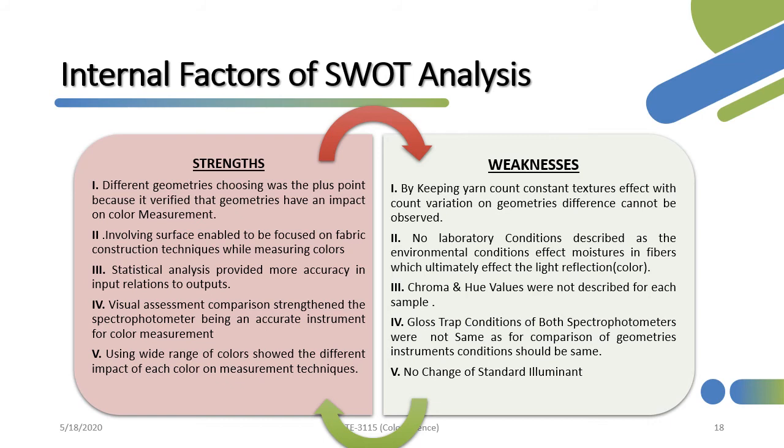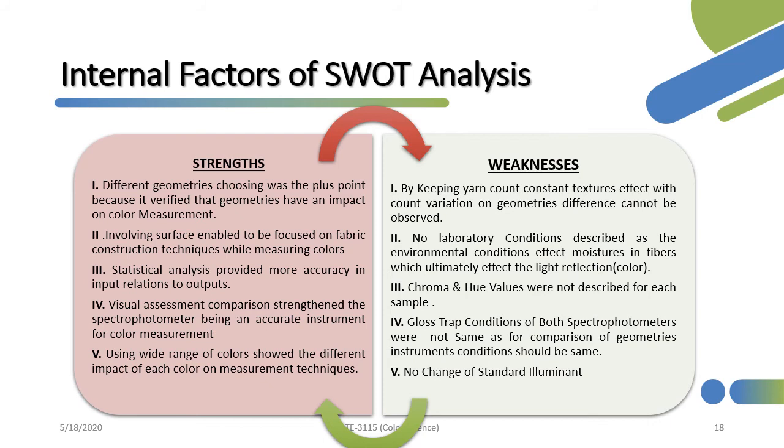while the second weakness was that the author doesn't describe any of the laboratory conditions such as temperature and humidity, because humidity level and temperature adversely affect the moisture content in the fabric, and the moisture content affects the reflection of light, and color is the ultimate result of light reflection, so color can be affected. While the third weakness was that in the result portion the values of chroma and hue were not described in any of the points.